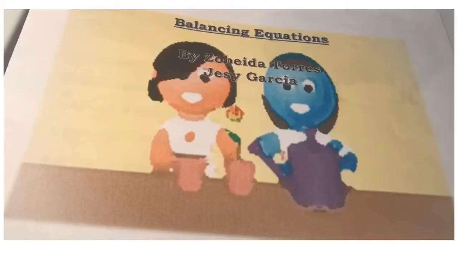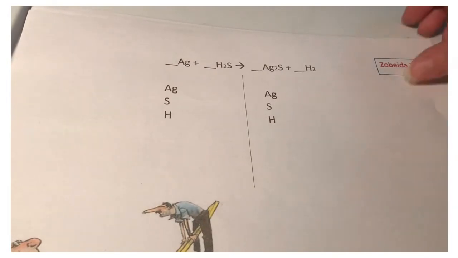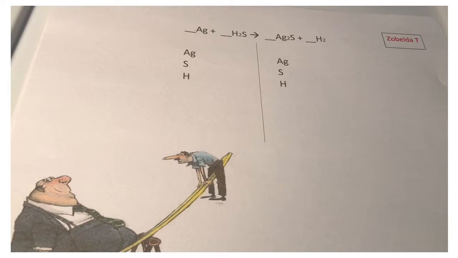Hey guys, this is Sabeda. I will be finishing the second part of this project. Now, as you can see, we have a chemical equation dealing with silver and also hydrogen sulfide. Now, as you can see, it's unbalanced.